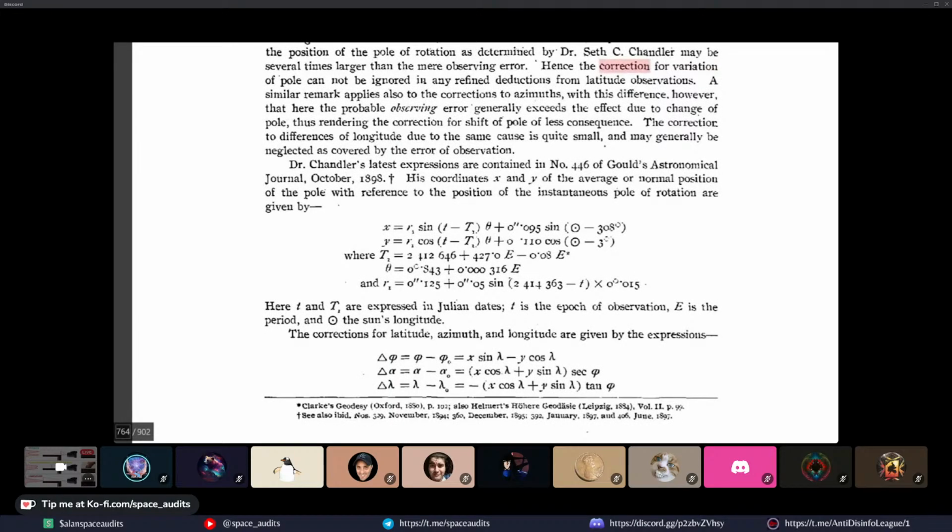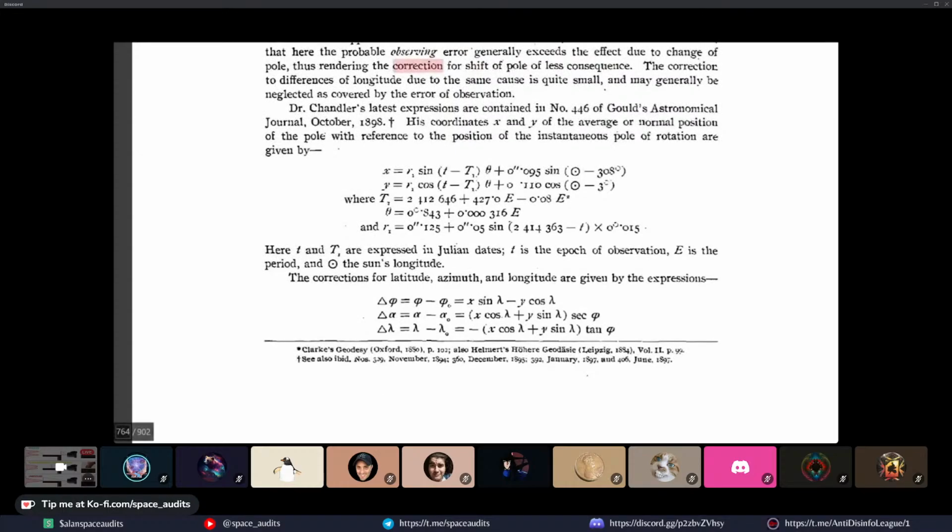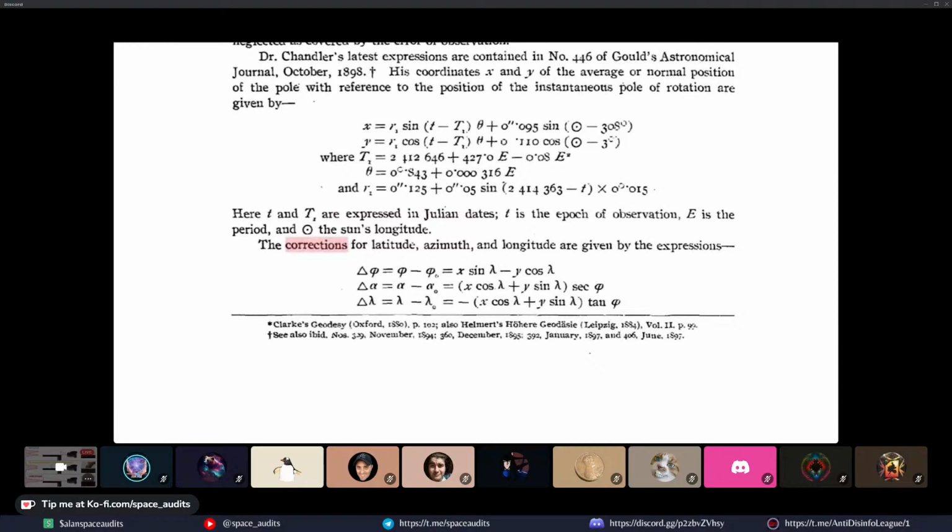"Corrections to azimuth with this difference. Probable observer error generally exceeds the effect." Sure. Oh, look, a shift of a pole of less consequence. The corrections for latitude, azimuth, and longitude. Again, what are these correcting to? We saw in the beginning from our prediction. They're adhering in corrections to a spherical coordinate long lat system. Oh, no way. It's crazy.